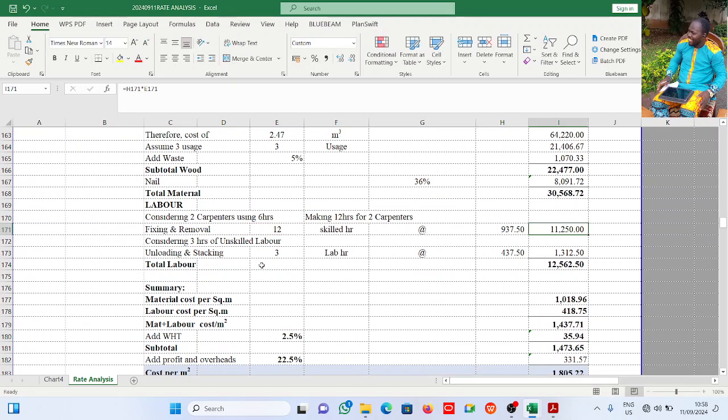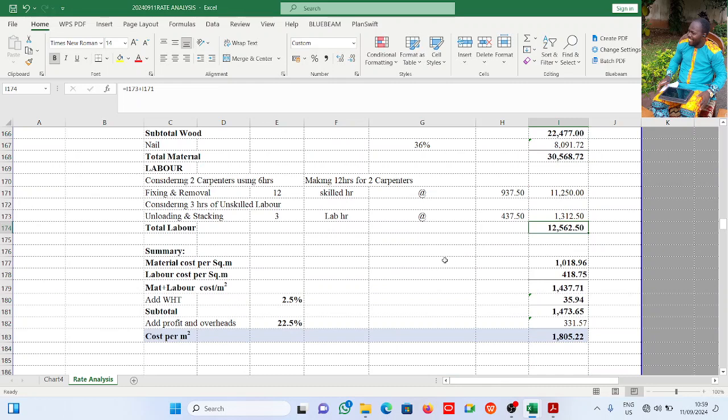I have that. Now on skilled labor, maybe for unloading and for stacking of these materials, three numbers. So if I multiply this, I have that. This is the amount for skilled labor per day, 3,500 per day, 437.5 per hour. So this is basically what we have. If I sum that, this is what I'll be having for the labor component.